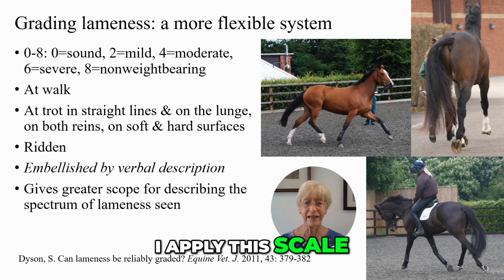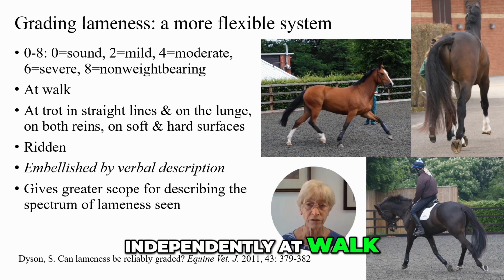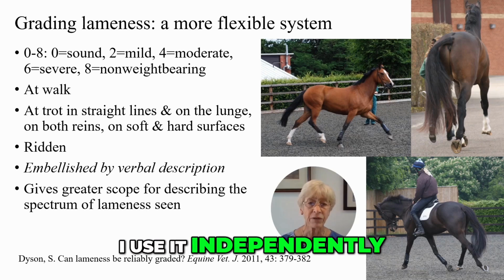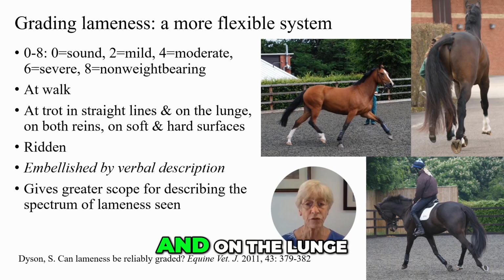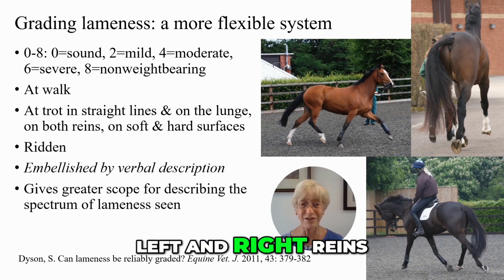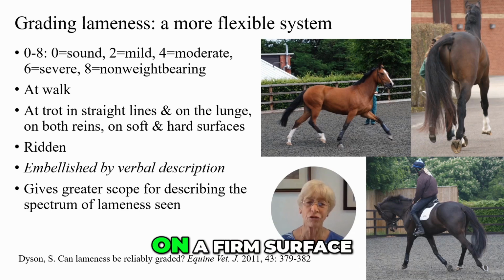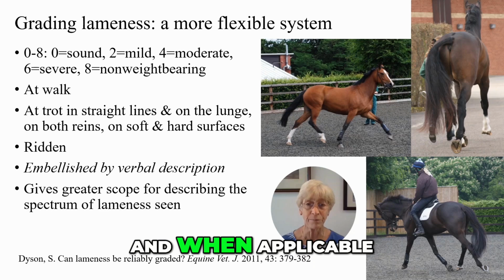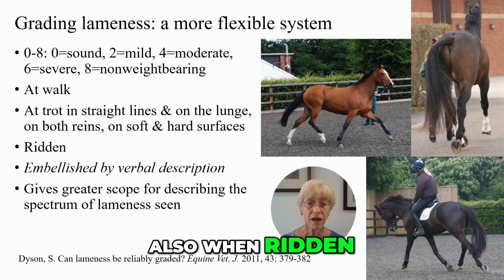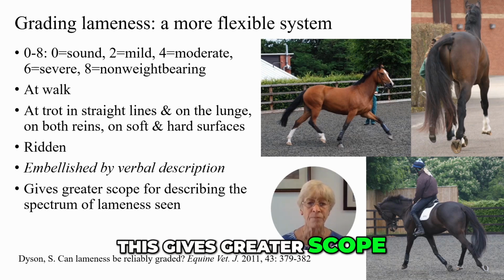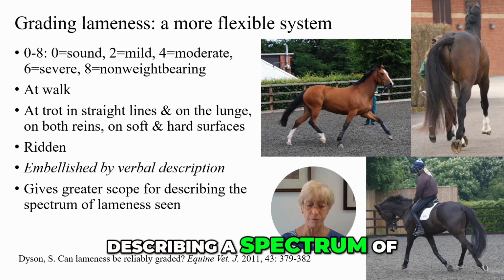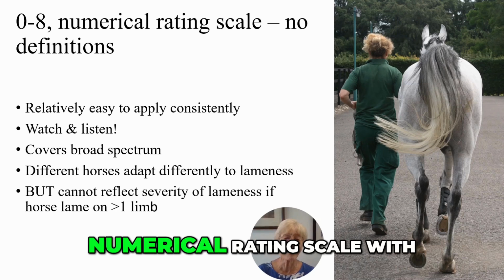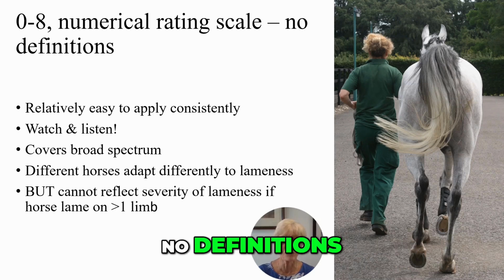I apply this scale independently at walk and at trot, and within trot, I use it independently in straight lines and on the lunge on a soft surface on each of the left and right reins, and on the lunge on a firm surface on both left and right reins, and when applicable, also when ridden. And I believe that this gives greater scope for describing the spectrum of lameness seen. So it's effectively a numerical rating scale with no definitions.